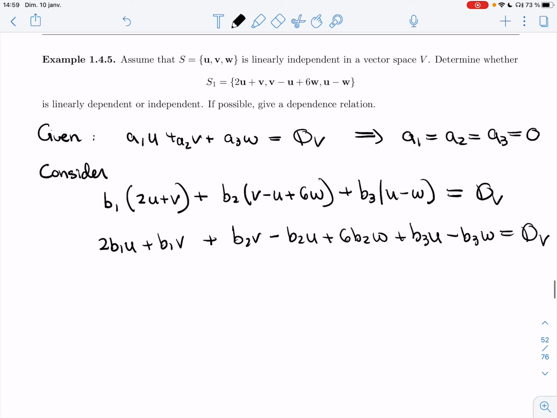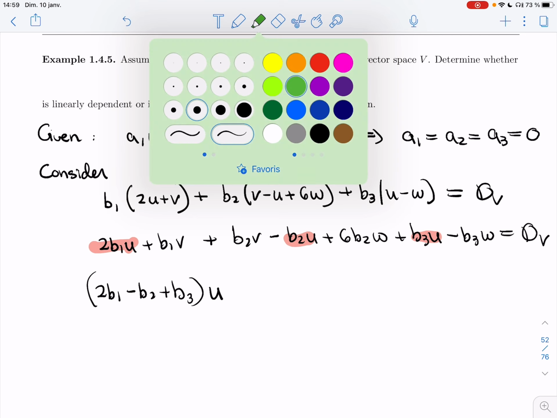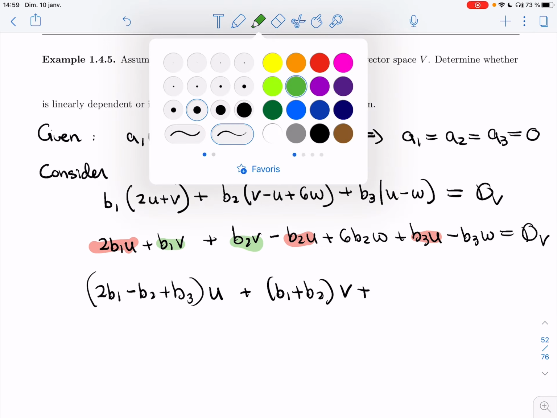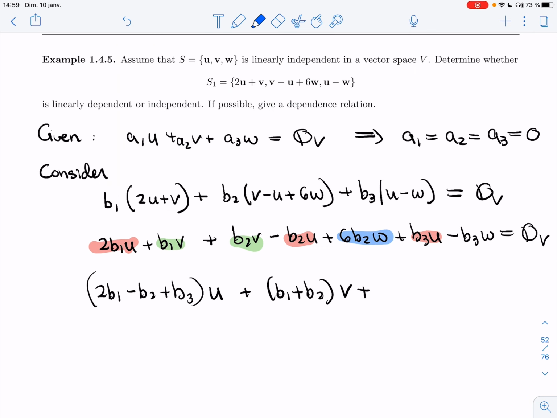All right, I'm going to put all the u's together. I have u here, here, and here. So I'm going to get (2b1 minus b2 plus b3) times u. I'm going to take all the v's. I have this one, and that's it. So I have (b1 plus b2) times v. And then the w's, I have (6b2 minus b3) times w.